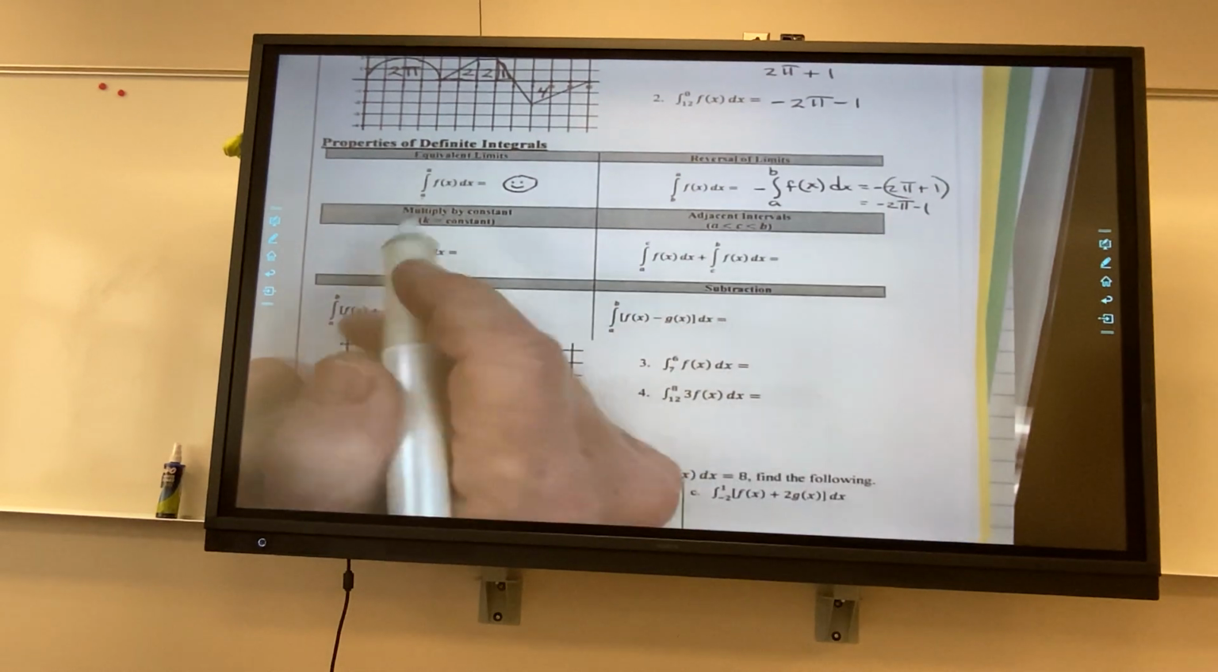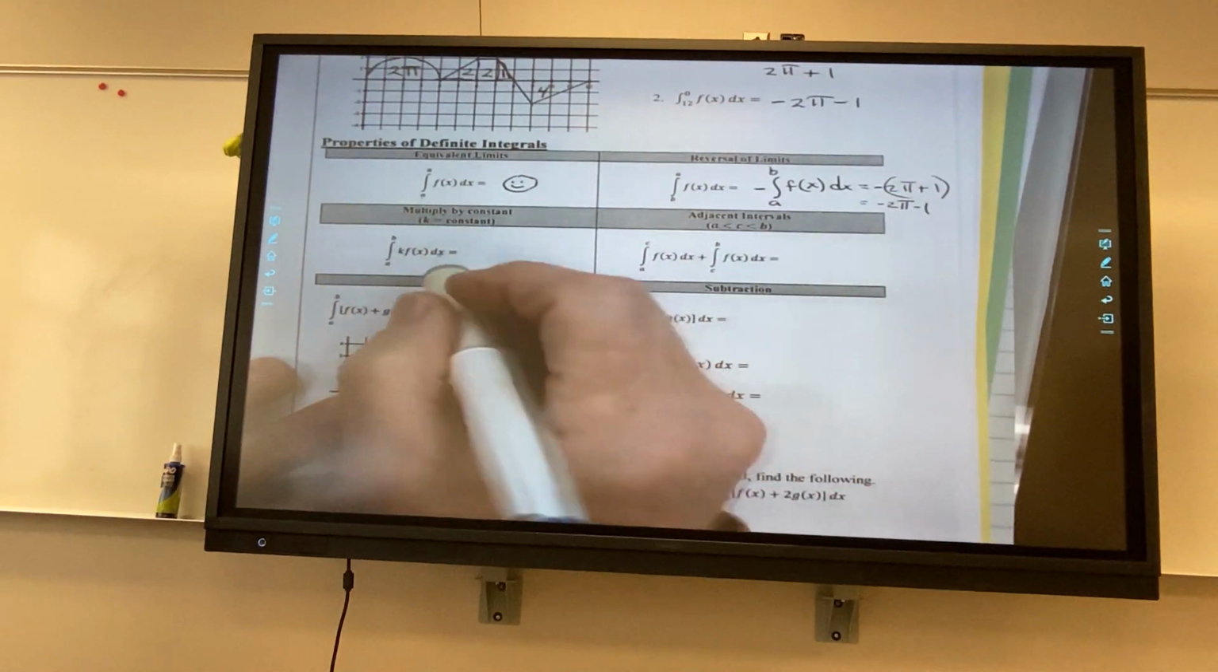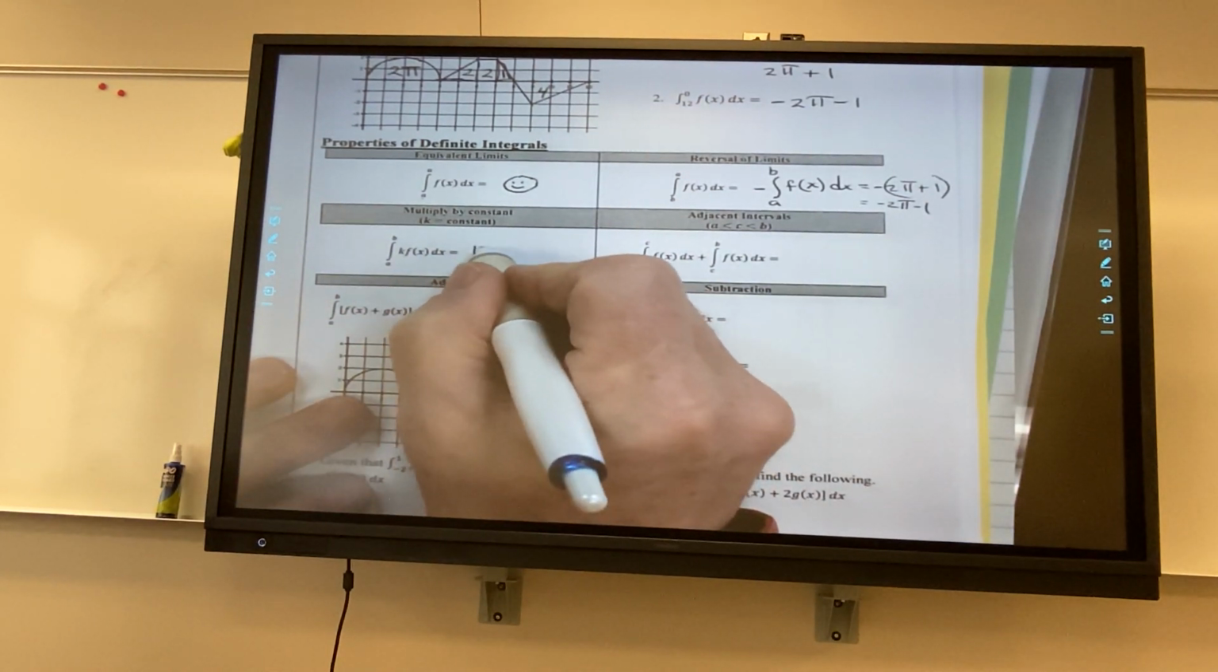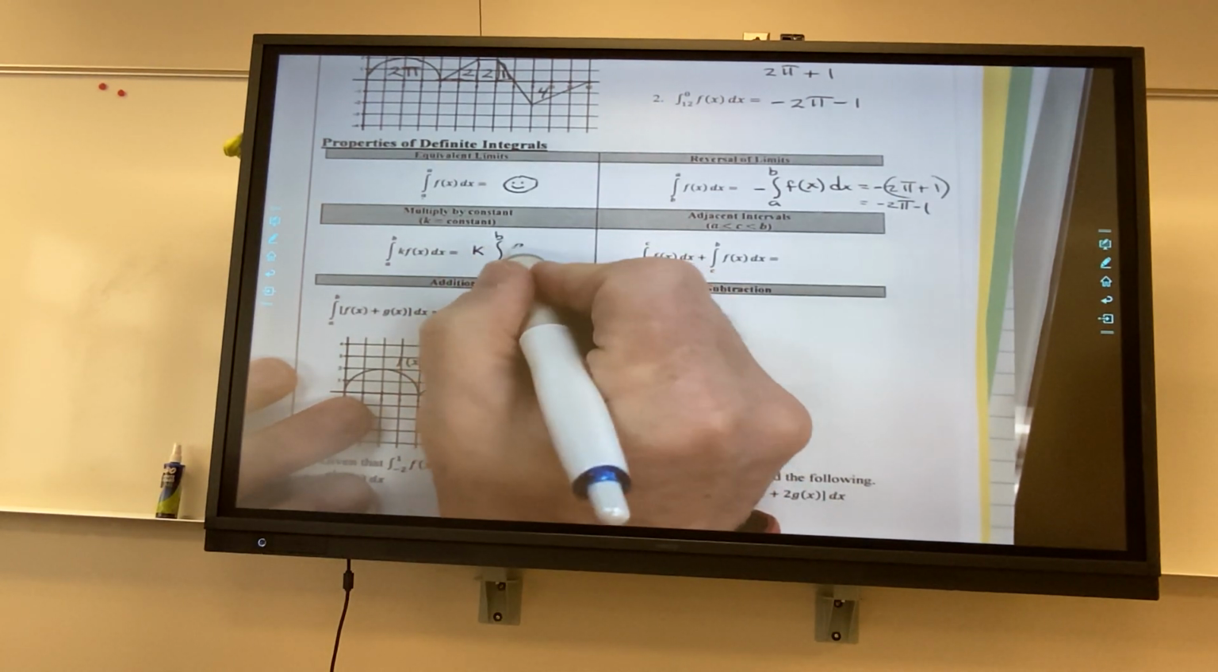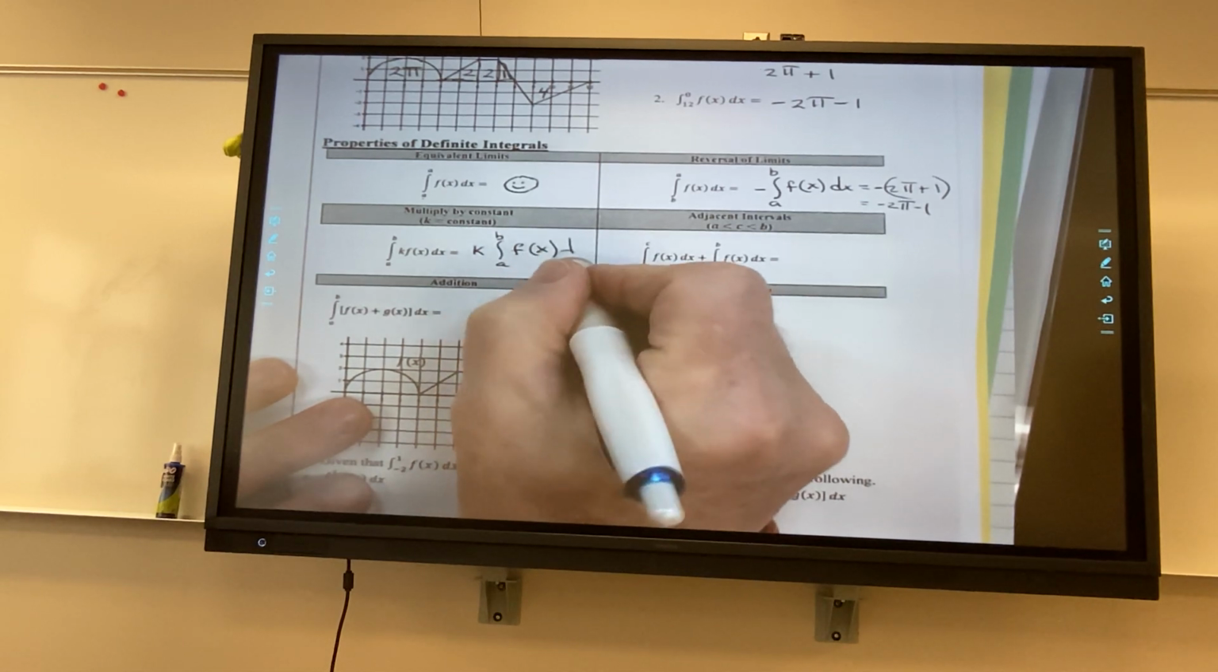This one is K is some constant. So all that means is you can bring the constant out front, figure out the area from A to B, and multiply it by that constant.